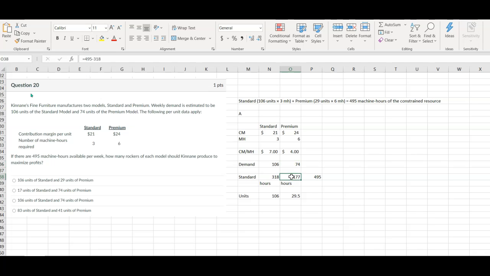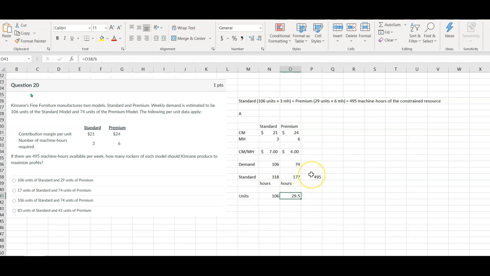The rest of the hours that we could devote, we've got 495 total. So I took the 318 out and gave the rest to premium. Just leave it like this. And then 177 divided by 6 hours apiece would give us 29.5 units of premium. So that's 106 of one and 29 of the other.